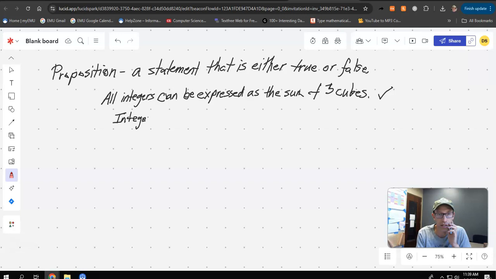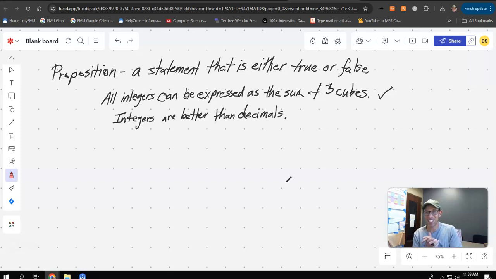integers are better than decimals. Okay, this is certainly how many of the German mathematicians early on would have believed that the decimals are the Menschenwerk, the work of men. But it's a subjective statement. I mean, there's some things the integers do really well. There's other things that they don't do very well. So to make this claim, it's not necessarily either true or false.